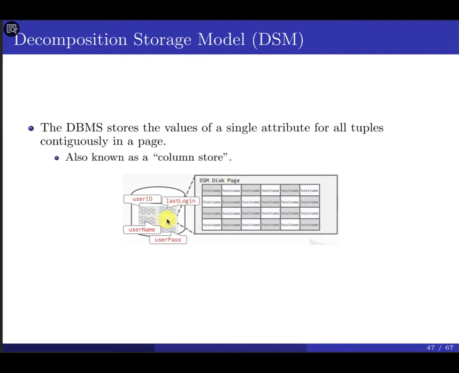So here you see that in this decomposition storage model, for the host name, only the host name is stored here. It only contains information about the host name, all the tuples. If you take a look at the last login, you're going to see this block contains all the last login attributes from every single tuple in the data. Okay, good. That's the way I organize my data.